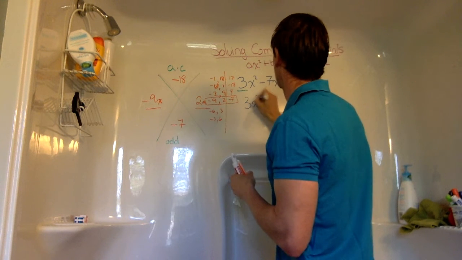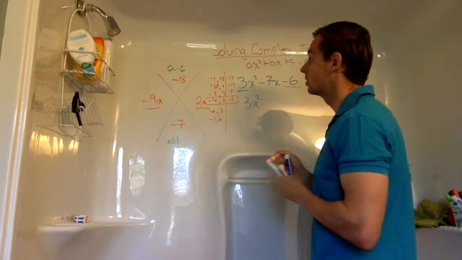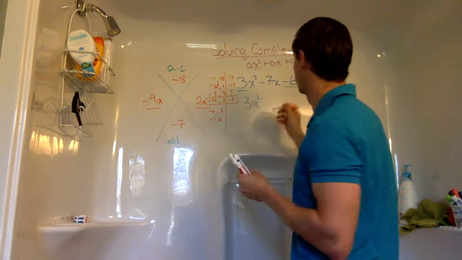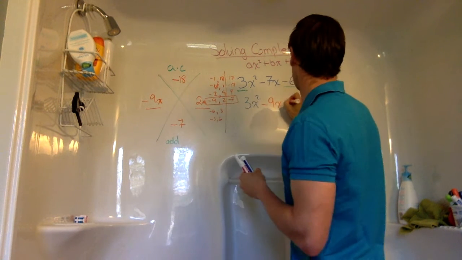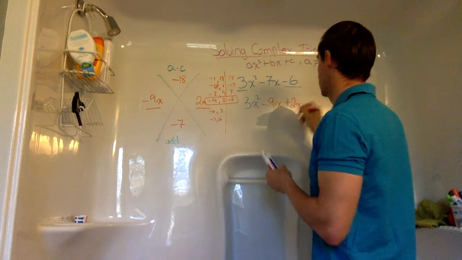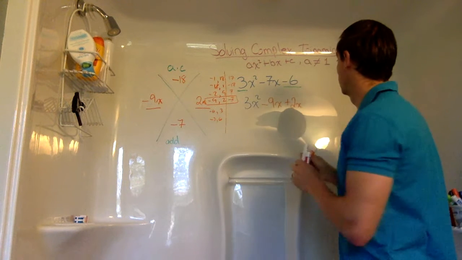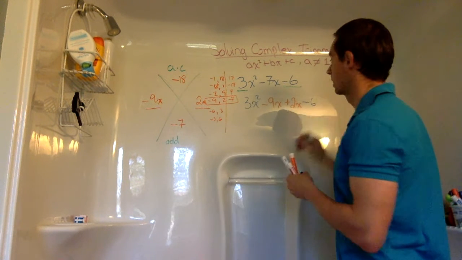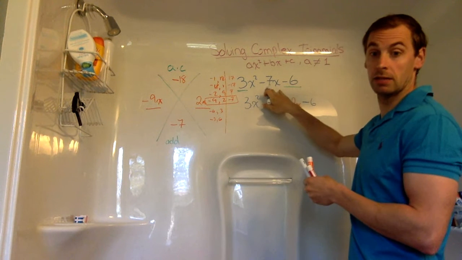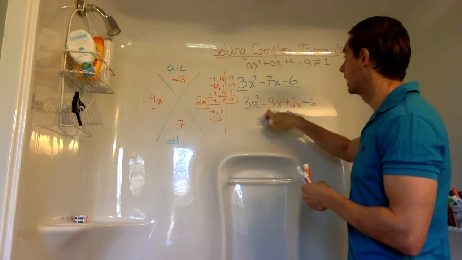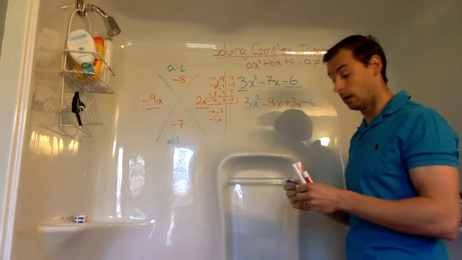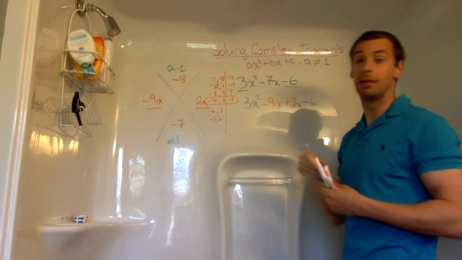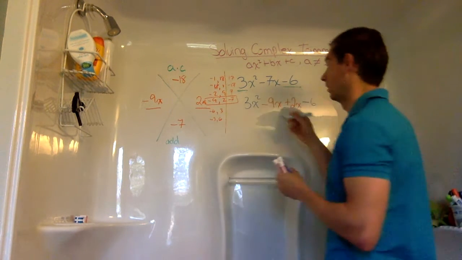Right? So we have 3x squared, and then I'm going to use my first like term of minus 9x. Now I'm going to use my second term of plus 2x minus 6. So all I've done is I've taken this negative 7x and I've split it into negative 9x and positive 2x, and I've kept my other two terms the same. Once I've done that, this is where we get into our factoring, where we can actually figure them out.